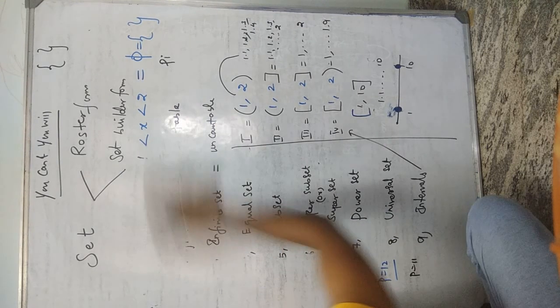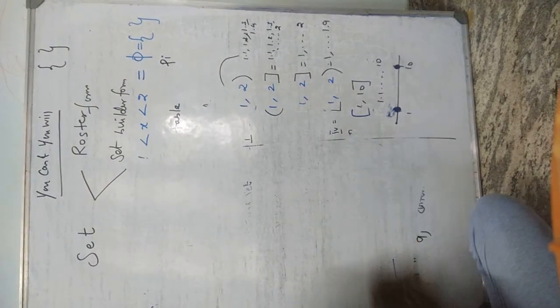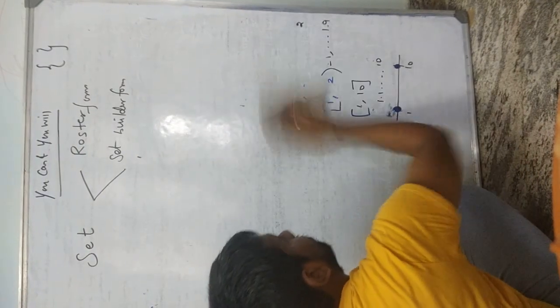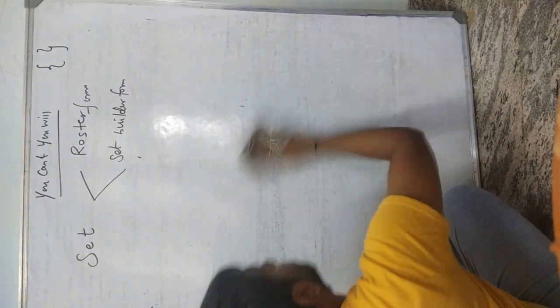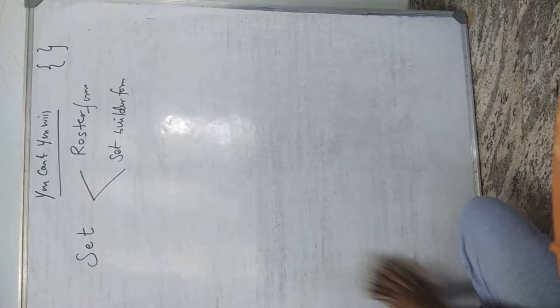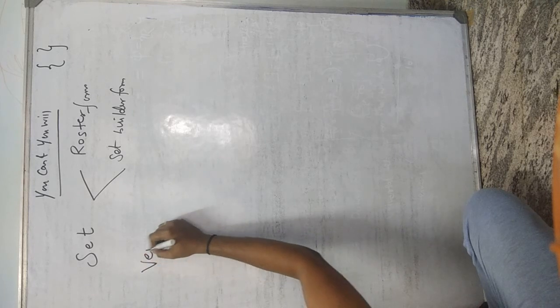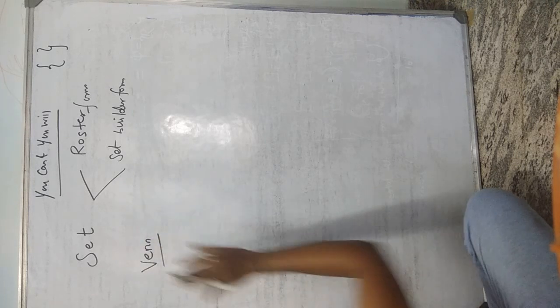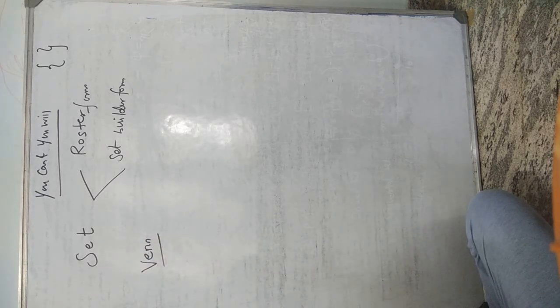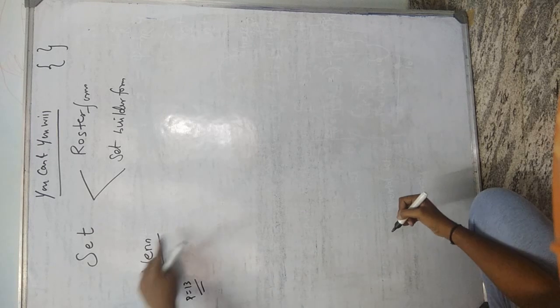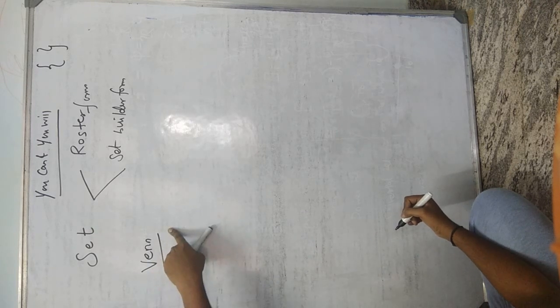So the last subtopic of your set is this one: union, intersection. What is union? Joint family. Intersection: a common quality between the brother and the sister. Venn diagram, a mathematician formed this one. Page number 13 starts. Page number 13 is useful for your class 12, first chapter, relations and functions.